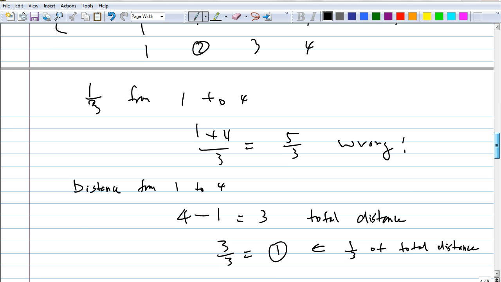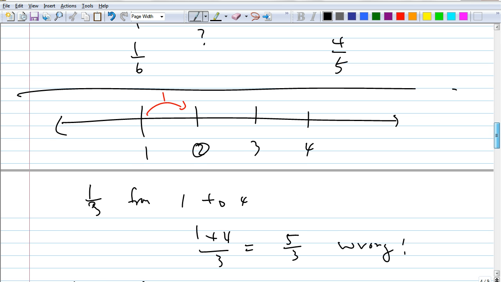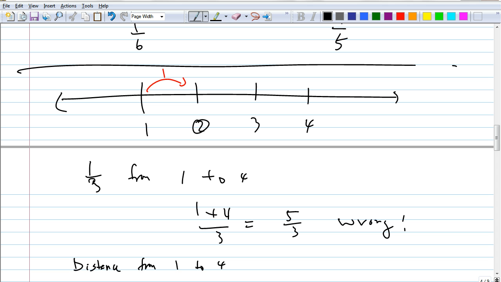So now, what is the distance between 1 and 4, by the way? Is there a way to figure out the distance between 1 and 4? How far is it from 1 to 4?